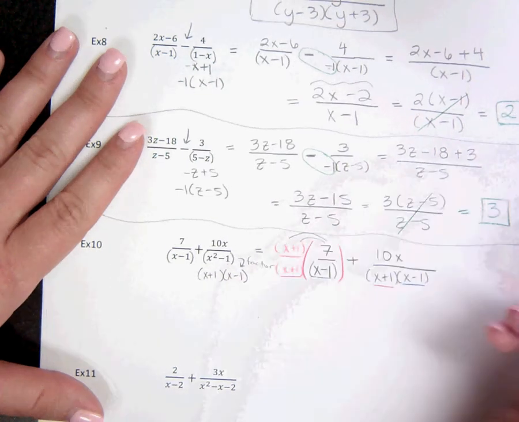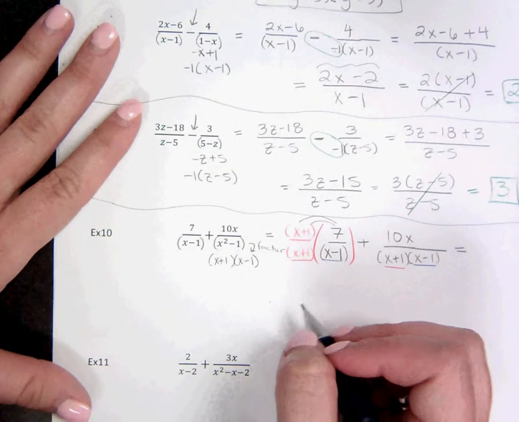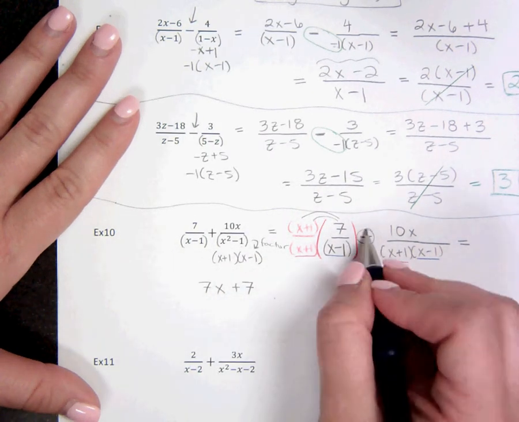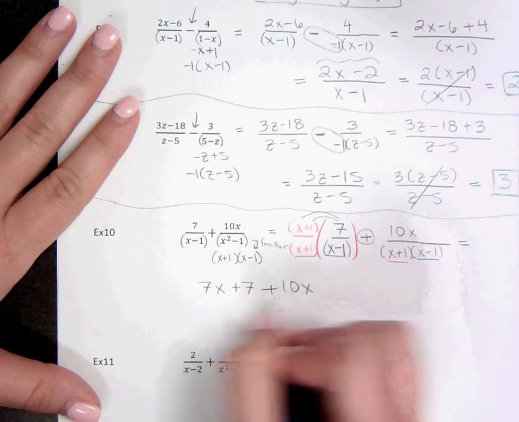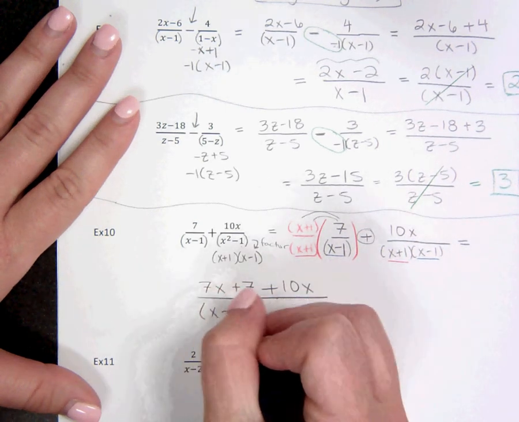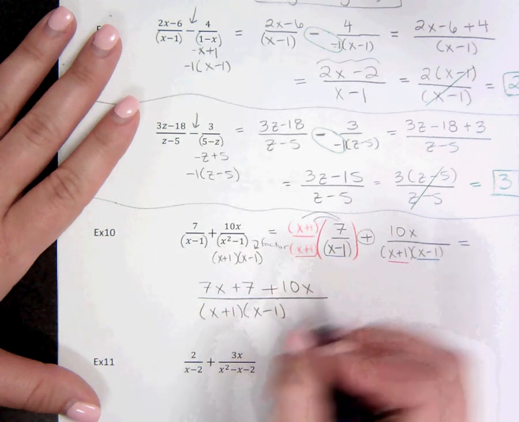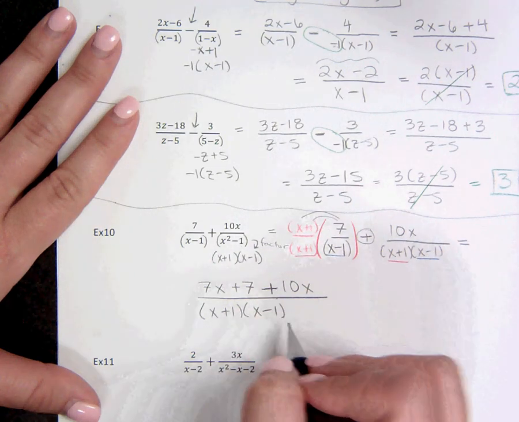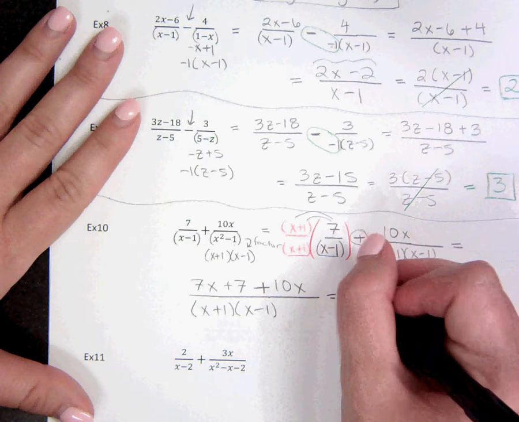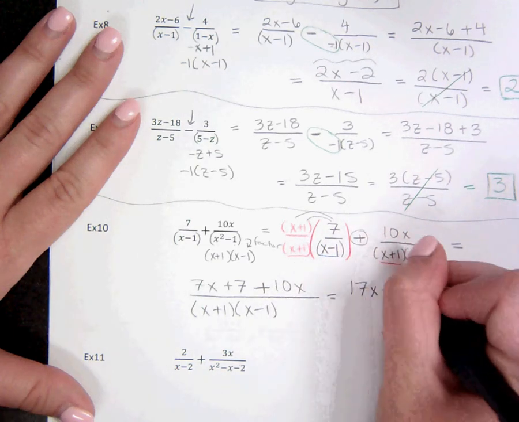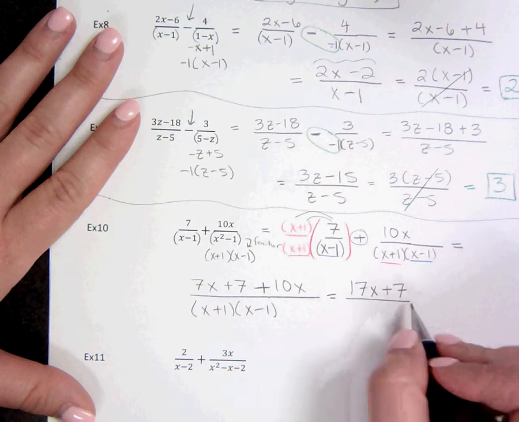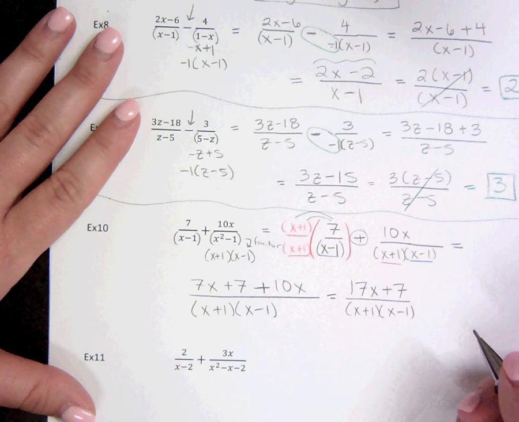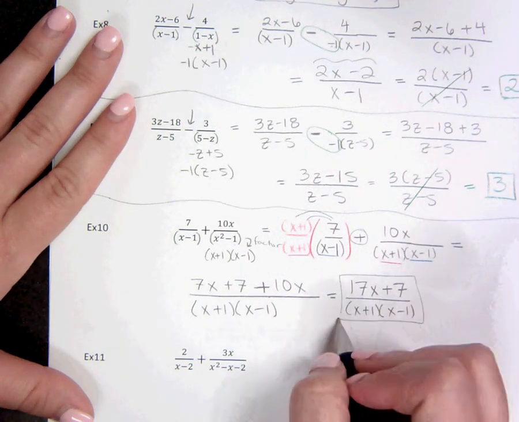Then we'll distribute there. That's going to give us 7x plus 7. The original problem was addition, so plus 10x all over that common denominator, x plus 1, x minus 1. So you can put all the tops together, just watch your sign, and then over that common denominator. And then we just clean up the top. So final answer would be 17x plus 7, putting the 10x and the 7x together, over that same denominator, x plus 1, x minus 1. And that would be your final answer.